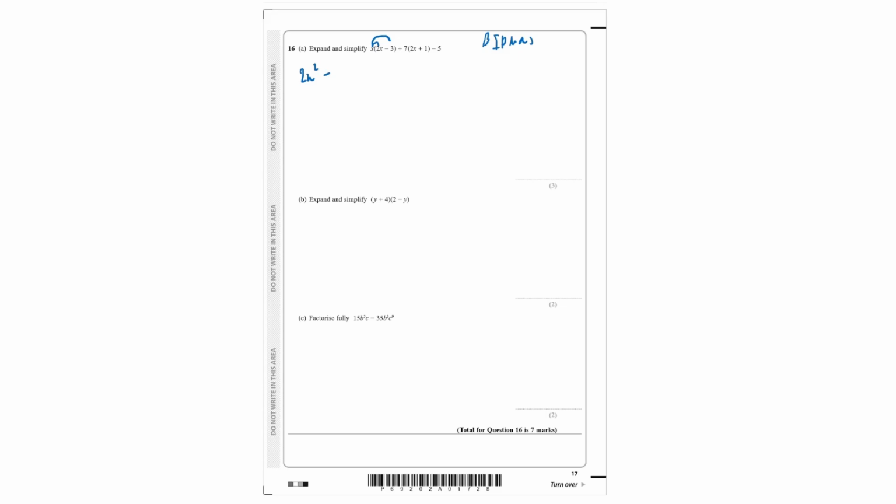X times negative 3 is negative 3x. Then moving on, we have 7 times 2x, so that's 14x. 7 times 1, so that's 7. Then we have negative 5. So right here, negative 5.